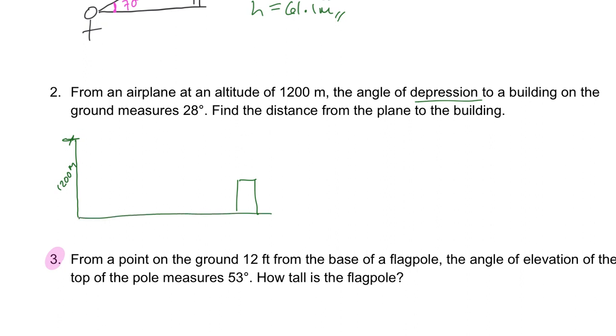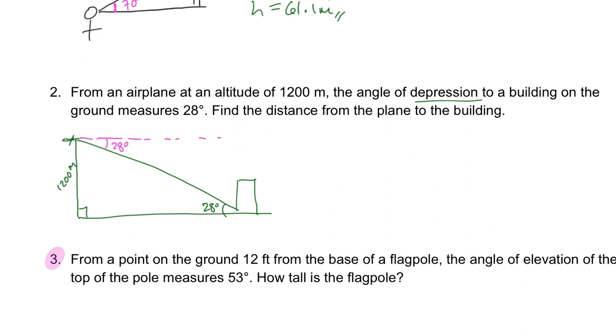So my angle of depression, again, this is height, so that's a right triangle. And my angle of depression is going to be set out here. So this is the 28 degrees. Because the angle of depression and angle of elevation are congruent, that means that this angle down here is also 28.